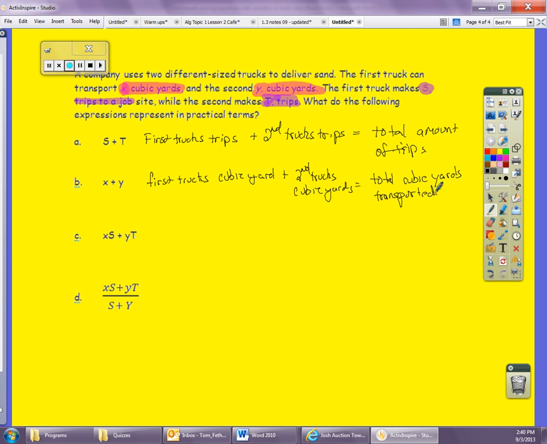Now try to figure out what C and D mean tomorrow, and we will go over that in class tomorrow.